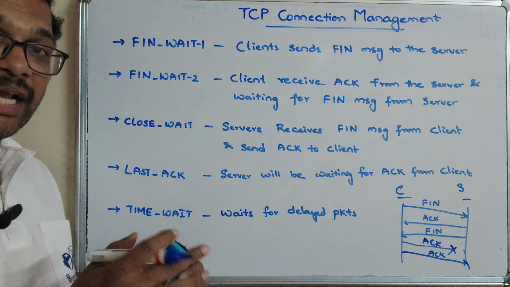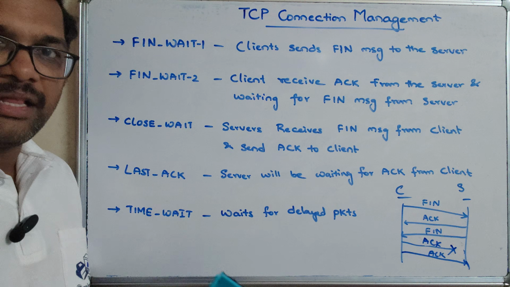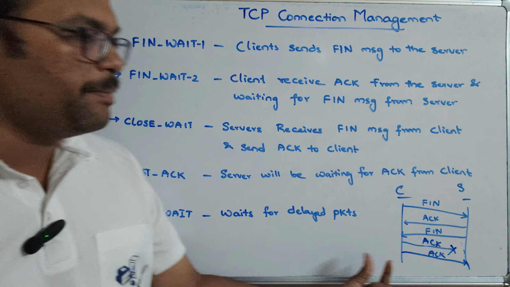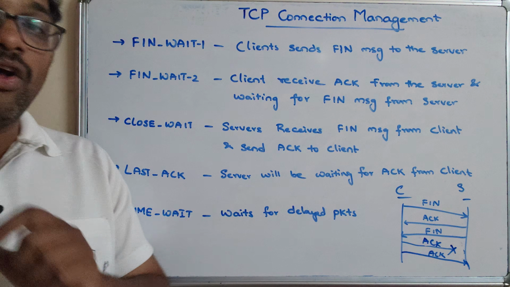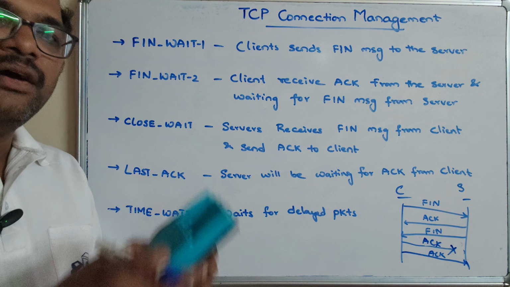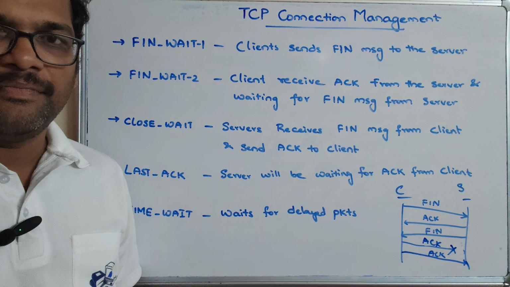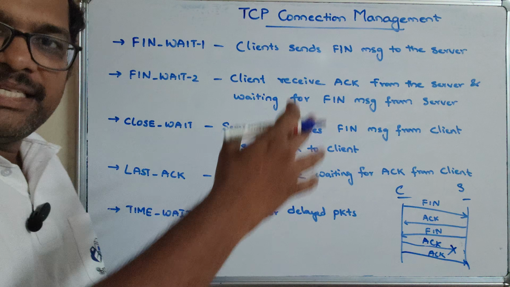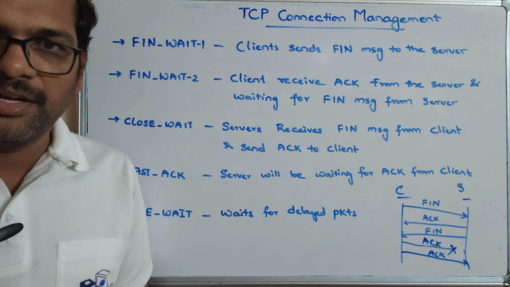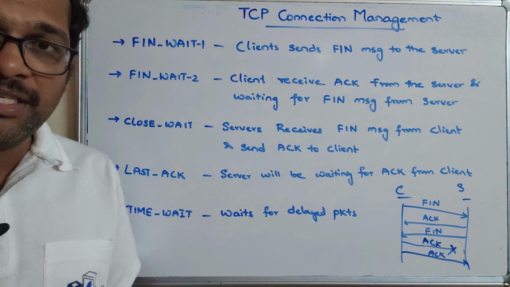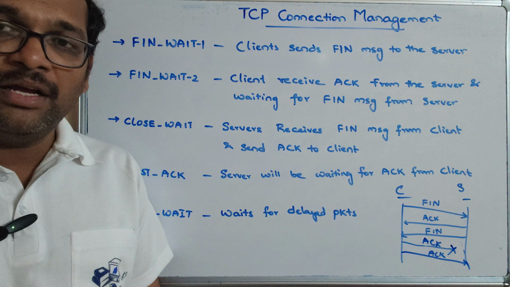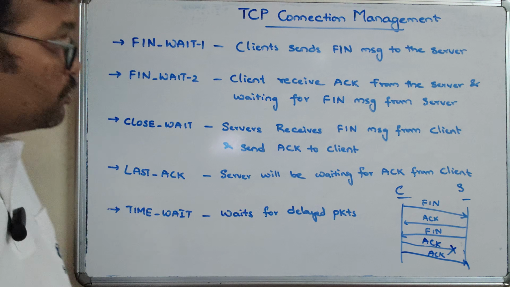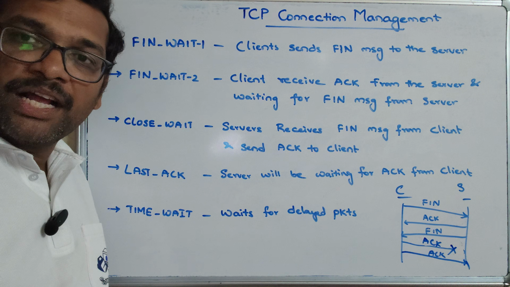Immediately the connection will not be released. Some time it will be taken to receive the delayed packets, and then the connection will be released, and all the resources which are allocated to that will be deallocated. So TCP will be moving through all these states during the connection management. Connection management means three phases: connection establishment, data transfer, as well as connection release, right? So this is called TCP connection management.